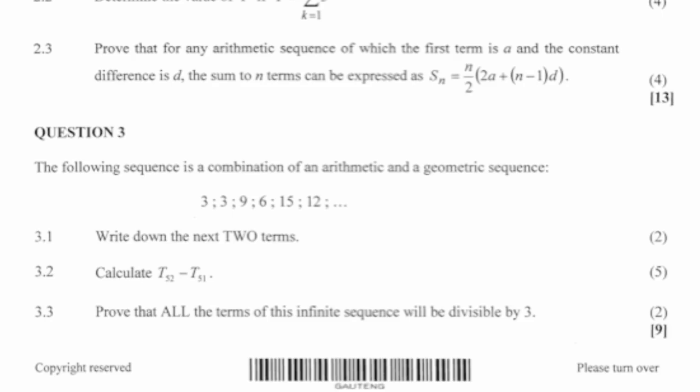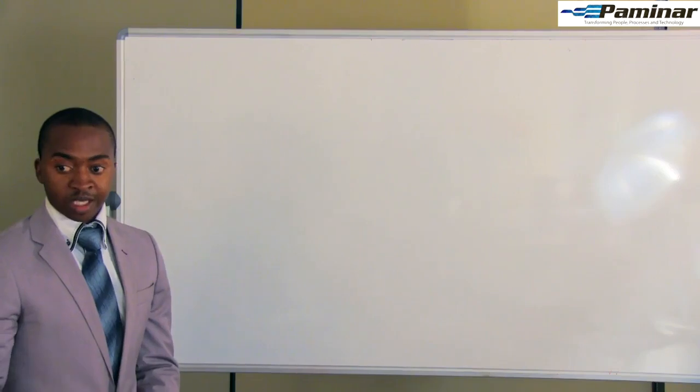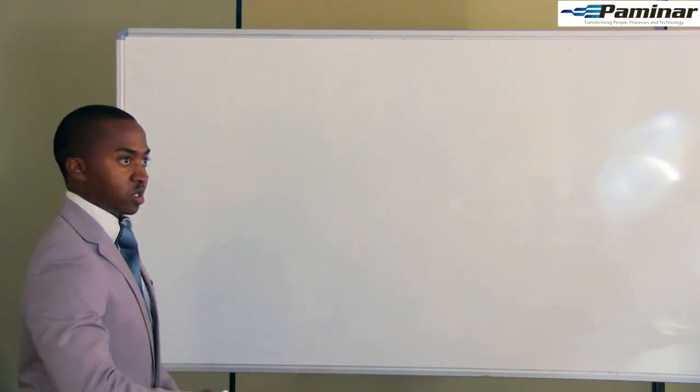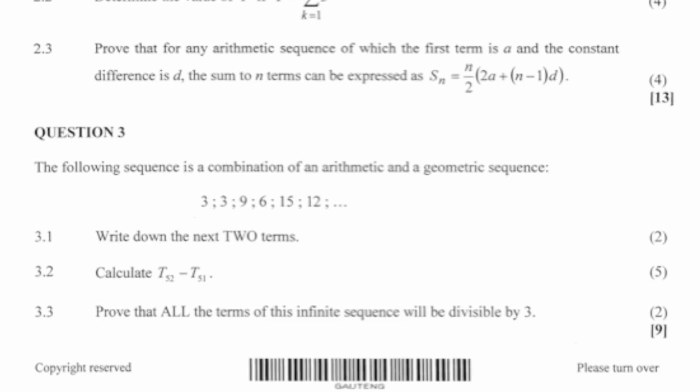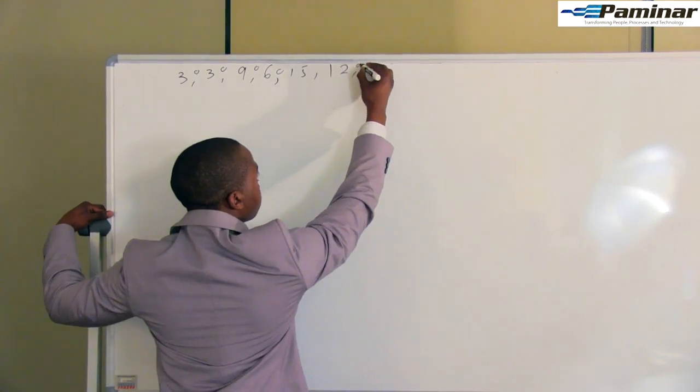It reads, the following sequence is a combination of an arithmetic and a geometric sequence: 3, 3, 9, 6, 15, 12. The key word there is, it's a combination of an arithmetic and geometric sequence. So let's see what they're talking about there. So the sequence we're given is 3, 3, 9, 6, 15, and 12.